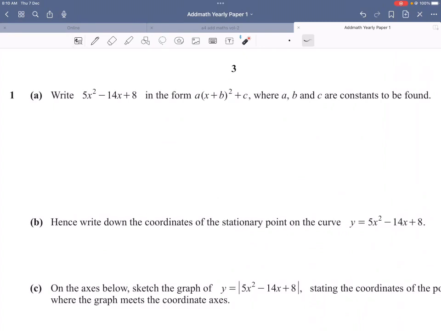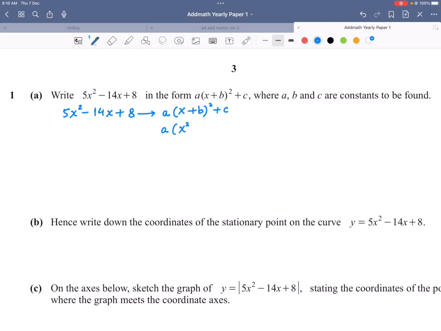First question: write 5x² − 14x + 8 in the form a(x + b)² + c, where a, b and c are constants to be found. The first step is to write down the expression on the left side, 5x² − 14x + 8. What we need to do is convert this into the form a(x + b)² + c. So first apply the identity here.